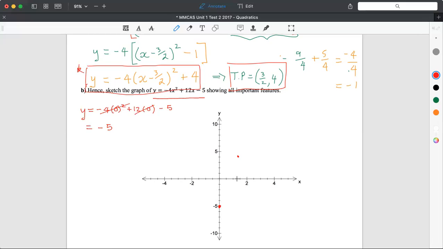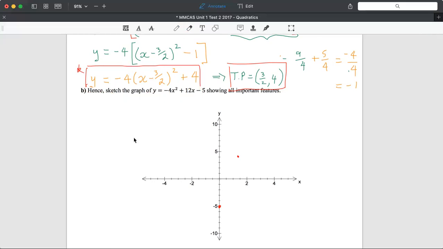All right, the only other thing we might need to find is our x-intercepts. To find your x-intercepts, it might be easy to use turning point form. If we had it in intercept form, that would be good, but we don't. So we're going to use the turning point form, and to find x-intercepts, let y equal 0. So 0 equals -4 times (x minus 3/2) squared plus 4.